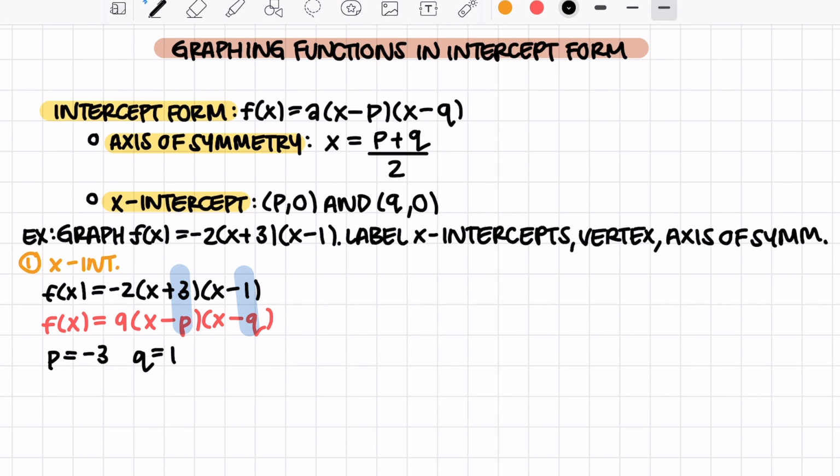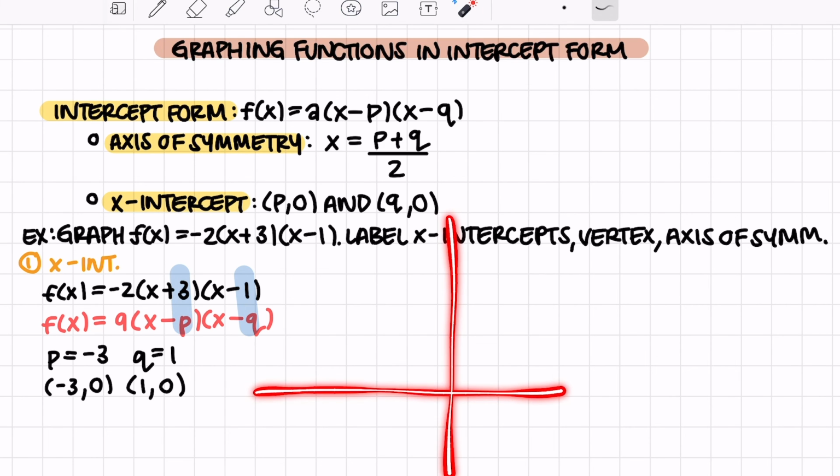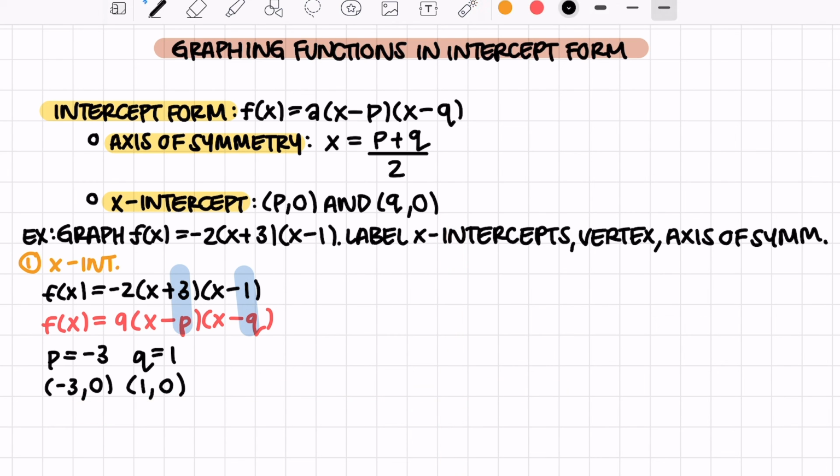And so that would tell us what our x-intercepts are, which are (-3, 0) and (1, 0). The y value is always going to be 0 because you're looking for x-intercepts, so it has to be a point on the x-axis. And if it's a point on the x-axis, your y always has to equal 0. After finding that out, we just need to find out what our axis of symmetry is.